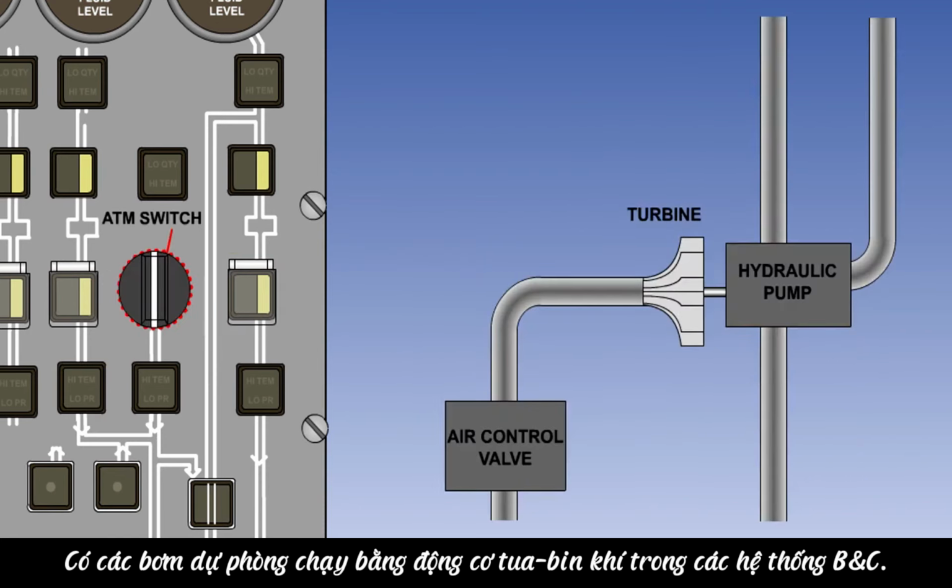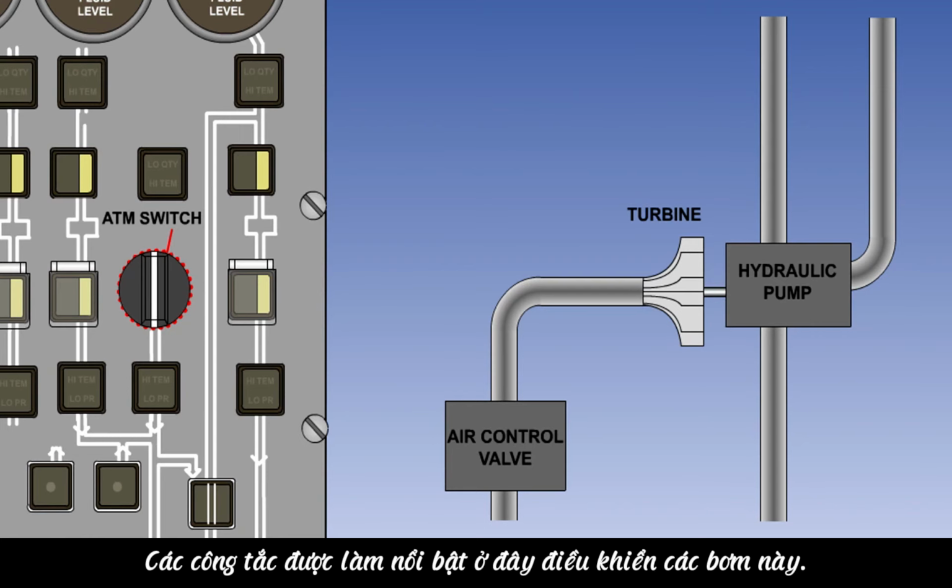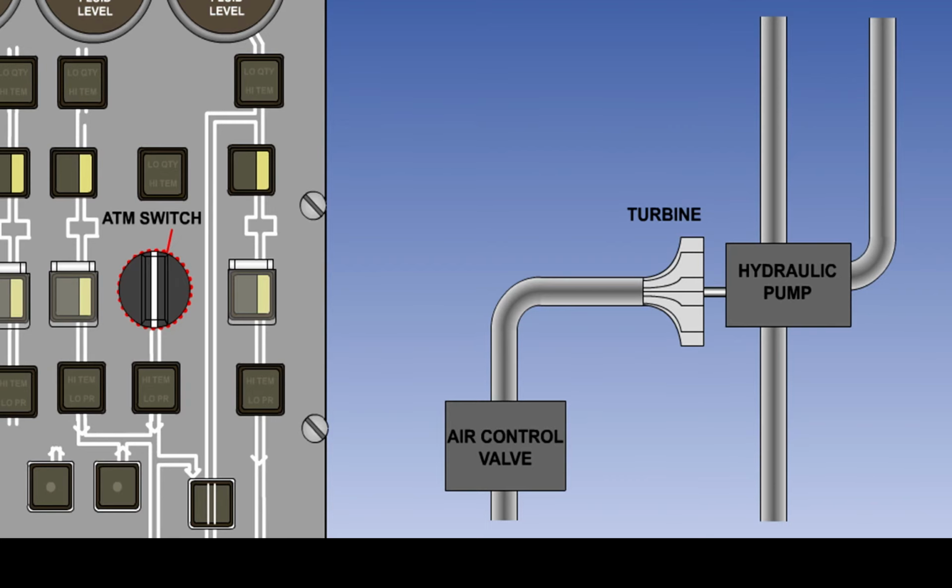There are air turbine motor-driven backup pumps in the B and C systems. The switches highlighted here control these pumps.